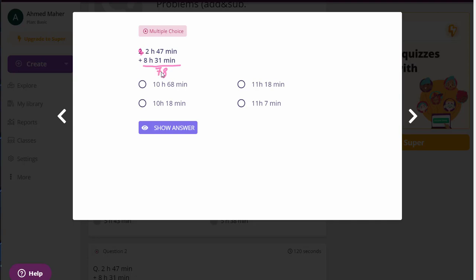78 minutes. Okay, and the hours 2 plus 8 equals 10 hours. 78 minutes is more than 1 hour, so we need to regroup. Yes, now we need to regroup. Why, my heroes? Because 78 is more than 60. Yes, more than an hour. Okay, and now Nader, 78 minutes. Let's fix it.